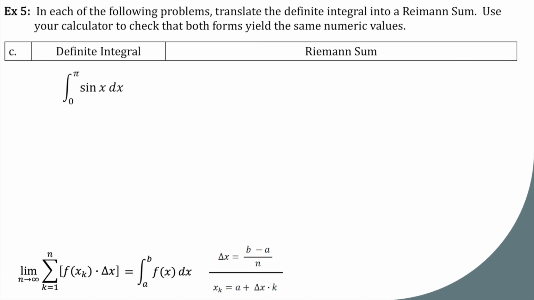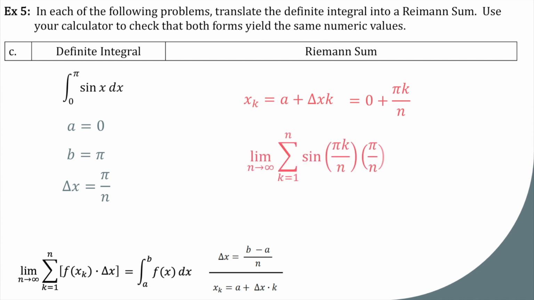Okay, one more like this. 0 to pi, starting point is 0, ending point is pi. Delta x is pi over n. X sub k is going to be 0 plus pi over n times k, or just pi k over n. And then plug it all in. And you can kind of see it here. Sine x delta x.